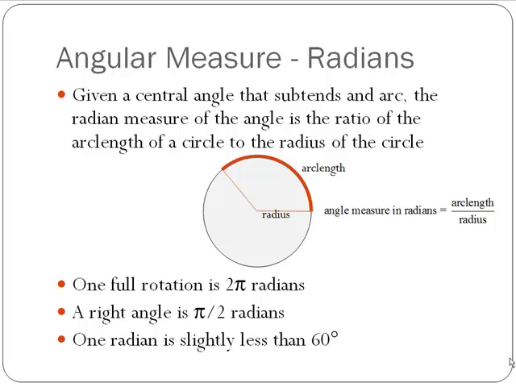A full rotation, therefore, would be the full circumference of the circle, which would be 2 pi times the radius, so 2 pi radians. A right angle is a fourth of a circle, and so we could take the circumference, 2 pi, divide that by 4, and that's where we get pi over 2. A single radian, if you can imagine laying a radius on that circumference of the circle, it would take up a little bit less than 60 degrees.